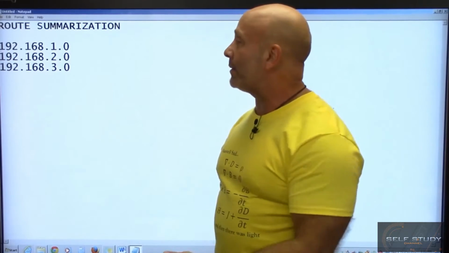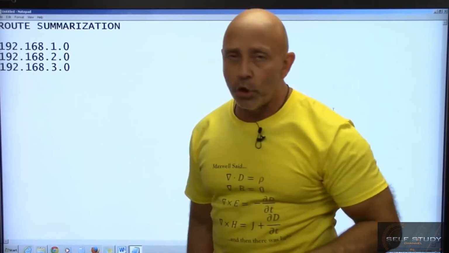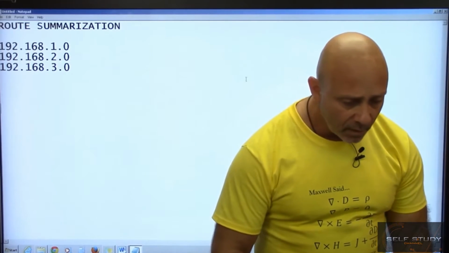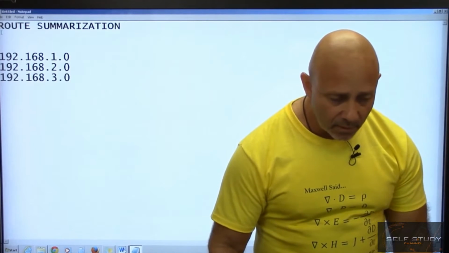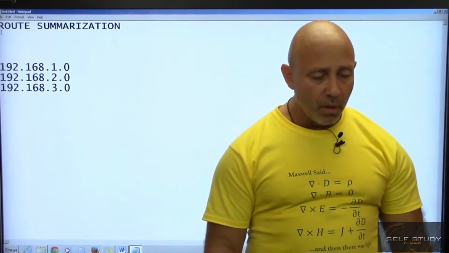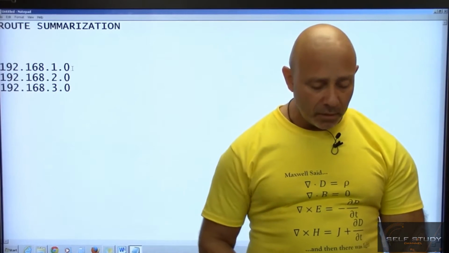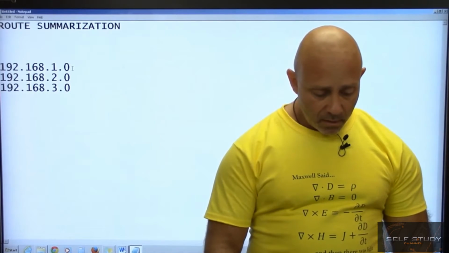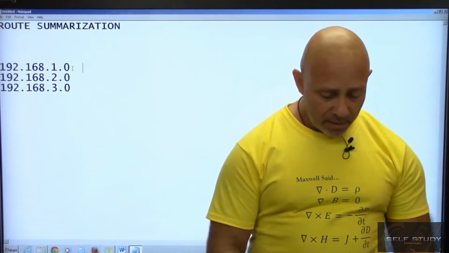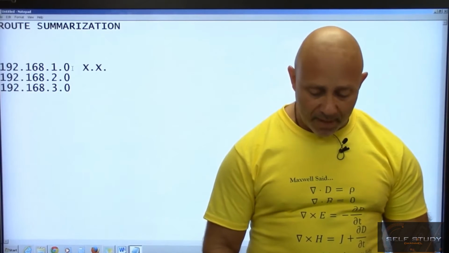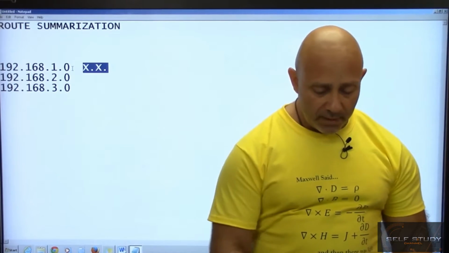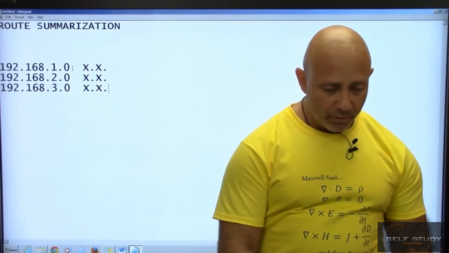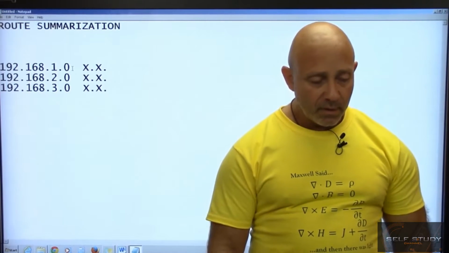Okay, so we're going to summarize these 3 networks. The interesting octet that we're going to be looking at is the third octet. We know that the interesting octet is the third, so the first and second remain the same. Space, space, x dot x, right? I'm going to copy that. Control C, space, space, Control V, space, space, Control V, right? This is called pure laziness, right?